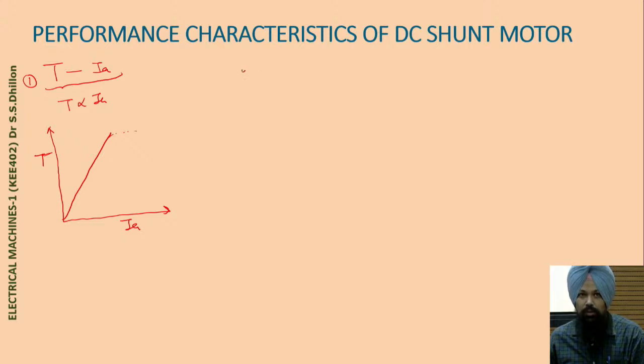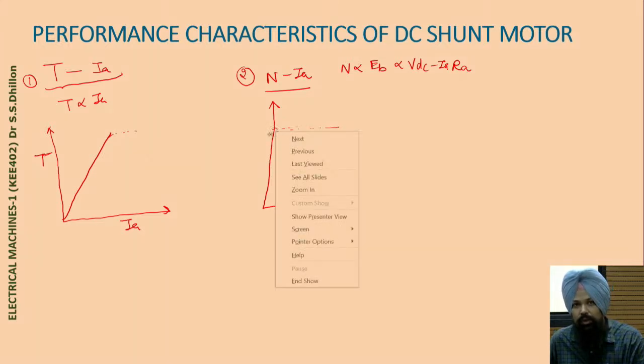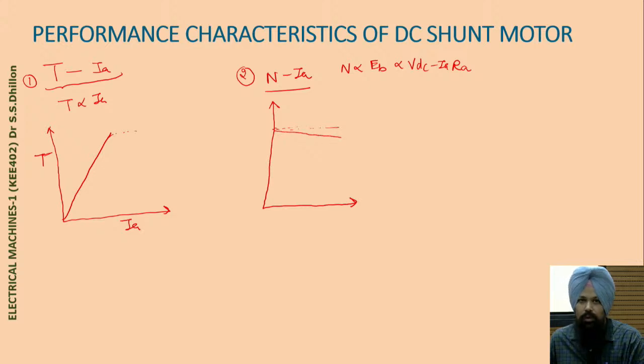Now the second curve we have is between the speed and the armature current. As we discussed in the previous slide about the speed relation, speed is directly proportional to back EMF and directly proportional to VDC minus Ia into Ra. Due to this modification in the expression of speed, this is the ideal speed, and this is the decrement in the speed, but it approaches near to the ideal speed.